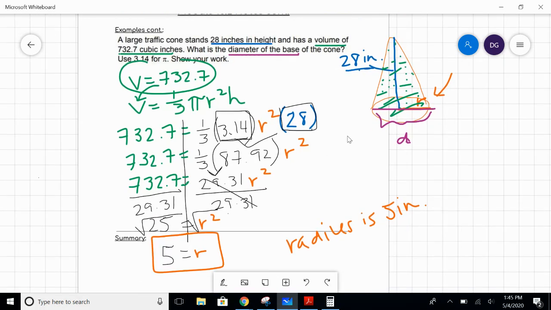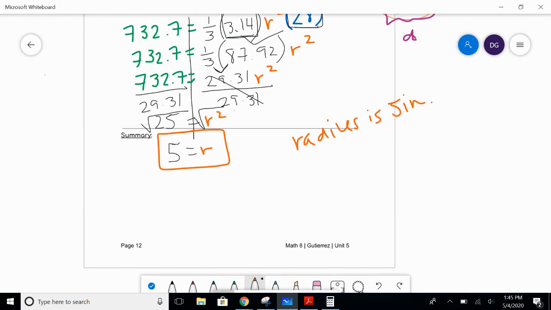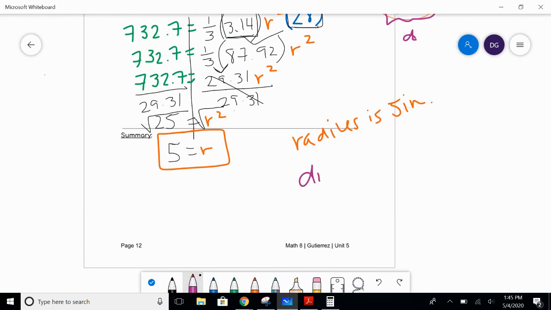What were we looking for? We were looking for the diameter of the base. So the diameter is 2 times the radius, right? Radius is only half of it. Diameter is 2 times that. So if the radius is 5, then we know that our diameter is just twice that size. And 2 times 5 is 10 inches.